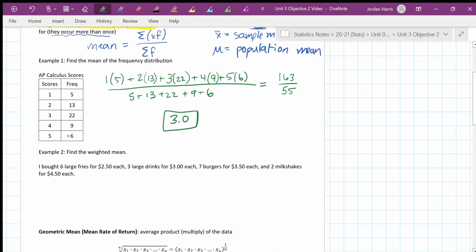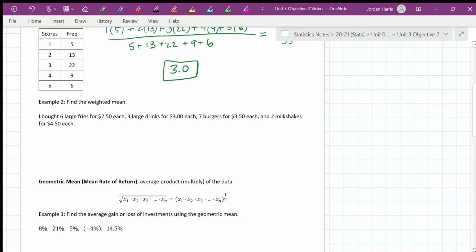Okay, so all of these people, so make sure you understand what this means. Frequency is how many? So 5 people got a 1, 13 people got a 2, 22 people got a 3, 9 people got a 4, and 6 people got a 5. Okay, so that's one way. Other way is actually writing it out, right?